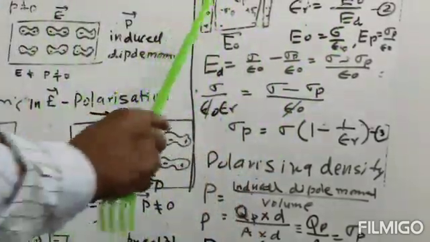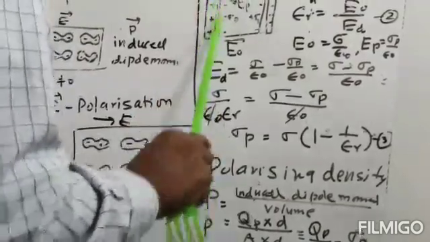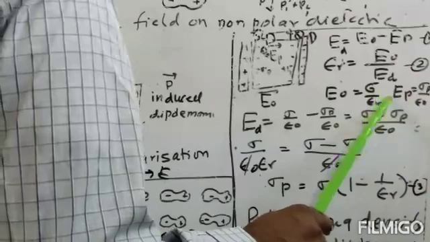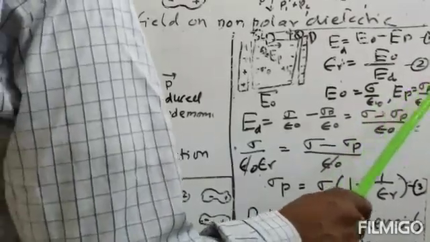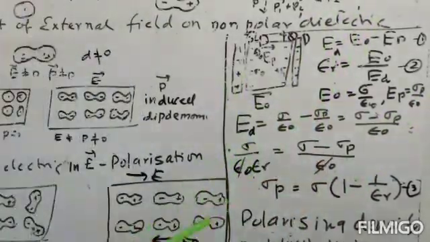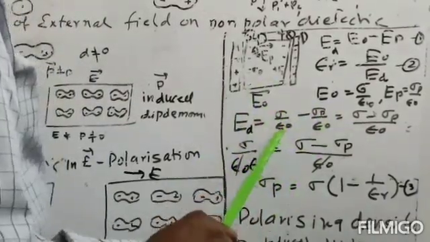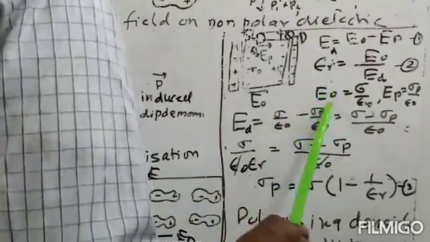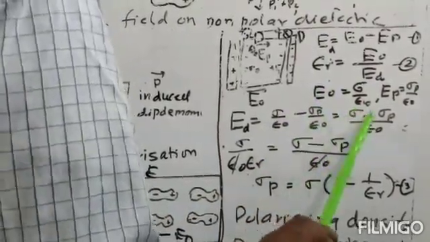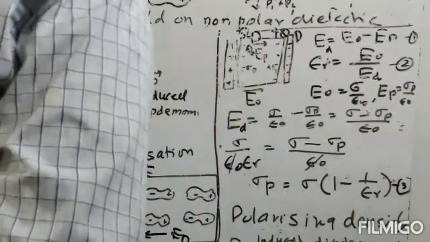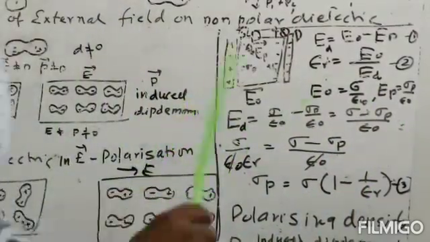Whereas due to polarization, here the charge density is minus sigma p, here the charge density is plus sigma p. So EP, the electric field due to the polarization, will be equal to sigma p divided by epsilon 0. So we can write the total electric field ED will be equal to E0 minus EP. So ED is equal to sigma by epsilon 0 minus sigma p by epsilon 0. This is equal to sigma minus sigma p by epsilon 0. So this is the net electric field in the dielectric.